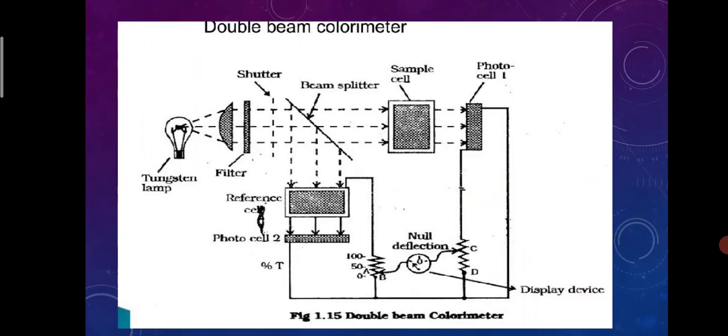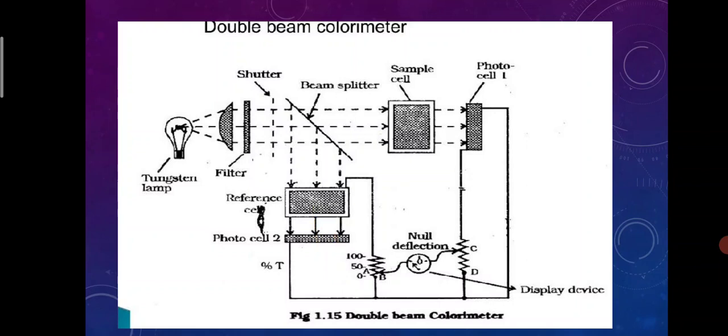Here is the double beam colorimeter. Here we see that the light rays are split into two. Here we see the tungsten lamp and the filter. After that, we are using one beam splitter. The beam splitter is used to split the beam into two parts. One is given to the sample cell and another one is given to the reference cell.